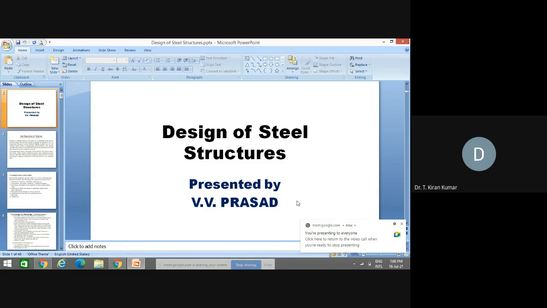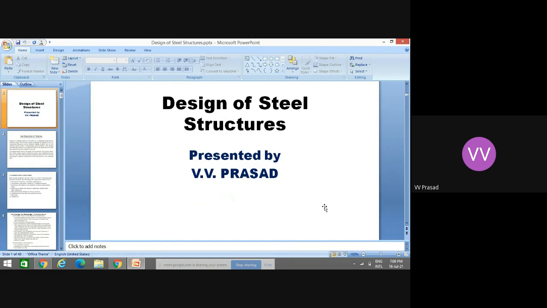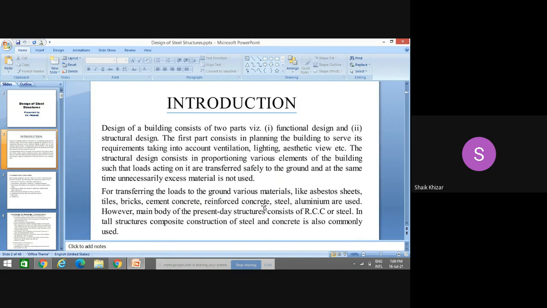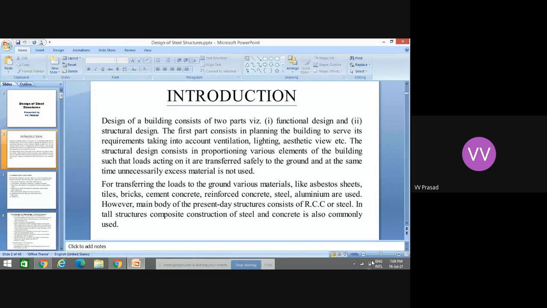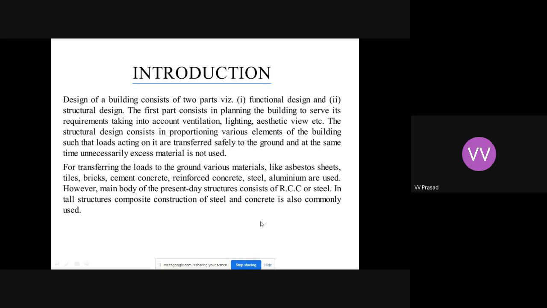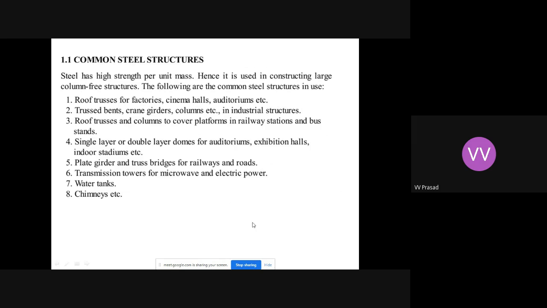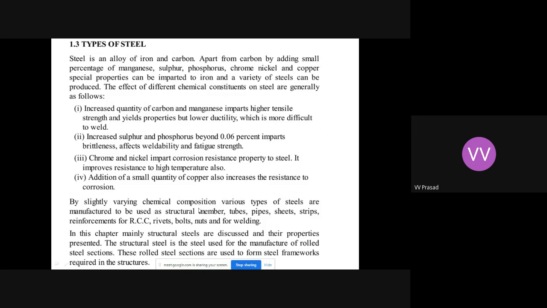Shall I continue, sir? Okay, sir. Sir, make it full screen, sir. Okay, sir. Yes, sir. Okay, so, sir, is it visible, sir? Slide? Yes, sir, it's visible, sir. Okay, sir.